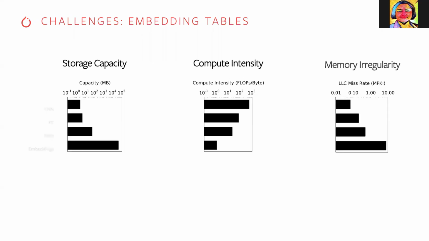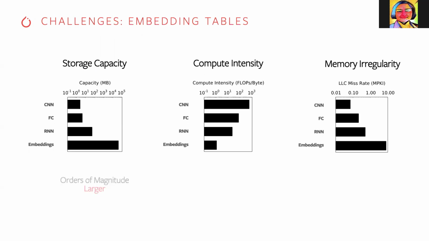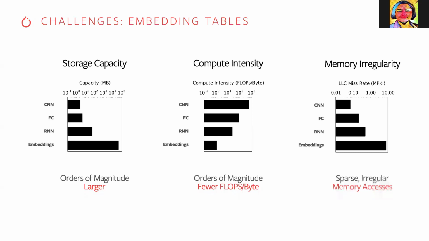Embedding tables are an order of magnitude larger compared to the CNN, RNN, and fully connected models. However, when we look at the compute intensity side, their requirements are much lower, so they need fewer flops per byte. Due to the sparse nature of the data, the memory access pattern is very irregular, however, and this poses additional challenges.